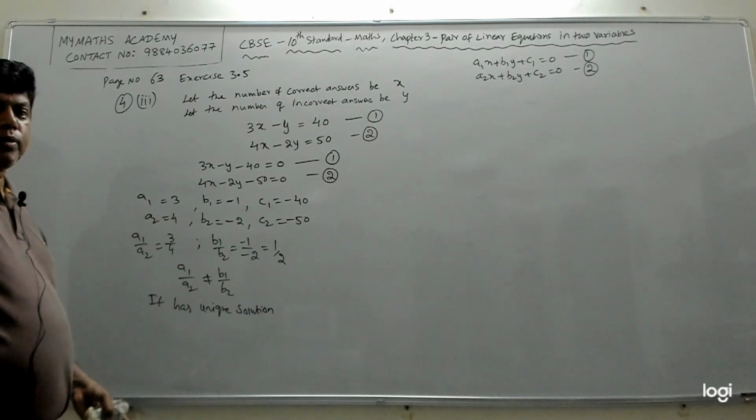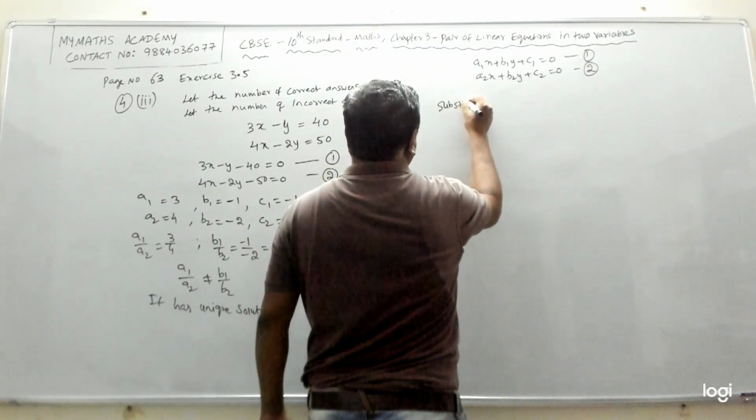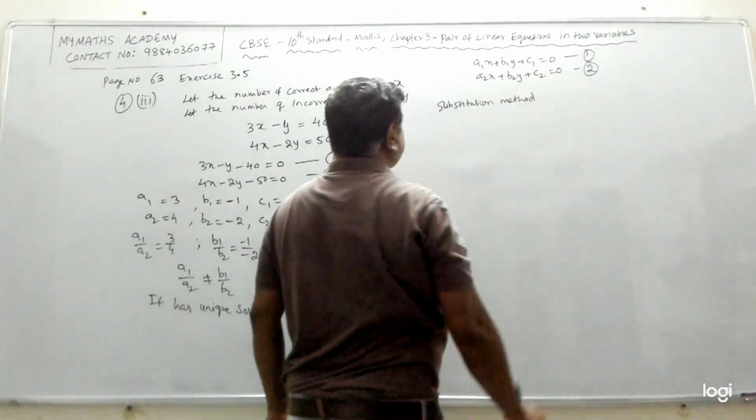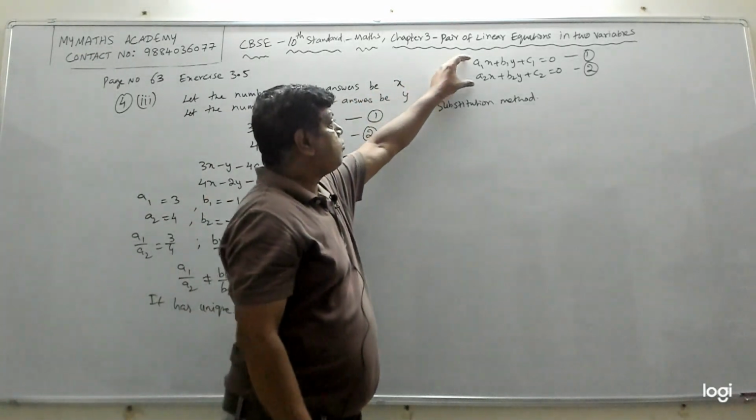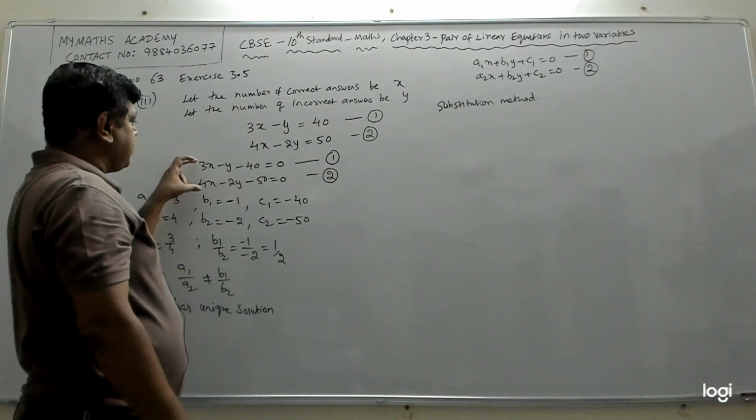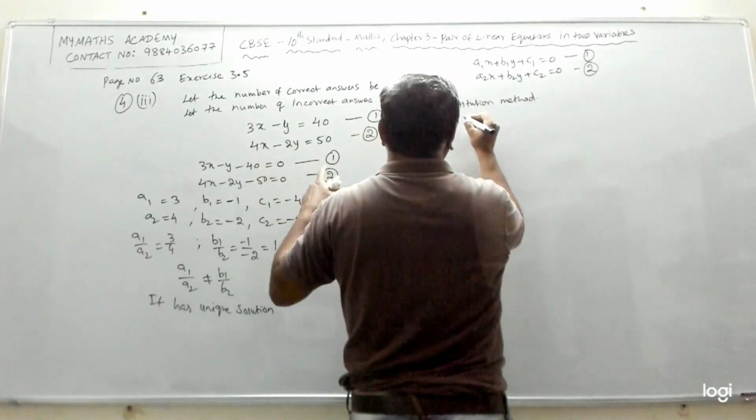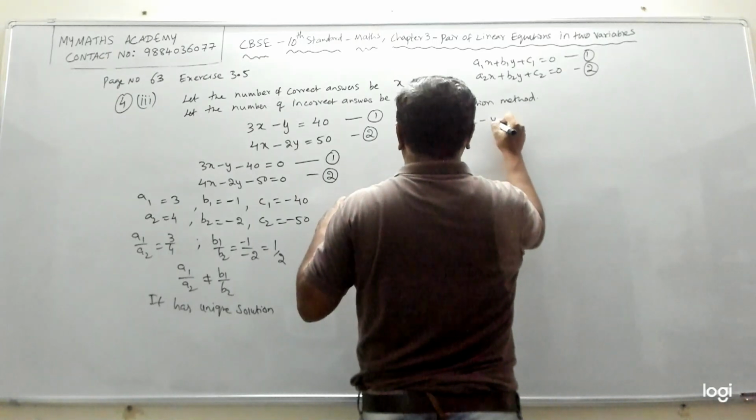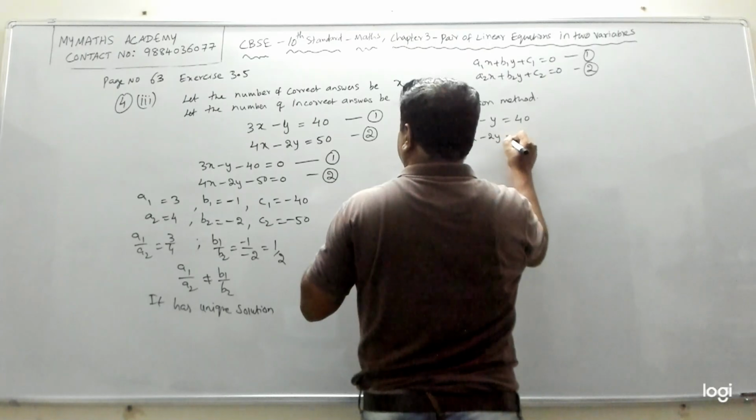So we'll solve by the substitution method. Fine. For the substitution method, we need not have the equation in this form. We can have it in this form. Even if we have it in this form, it doesn't matter. But we'll take this. So we'll take the equations 3x minus y equal to 40, 4x minus 2y equal to 50.